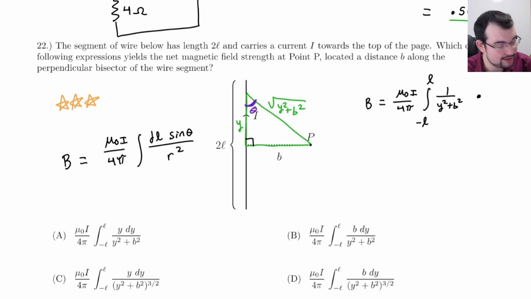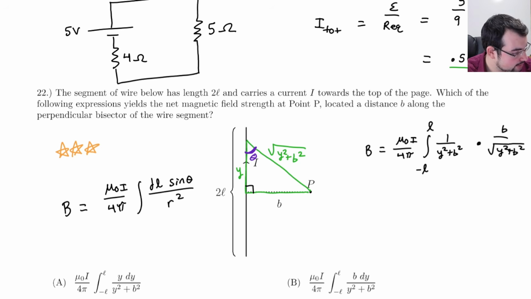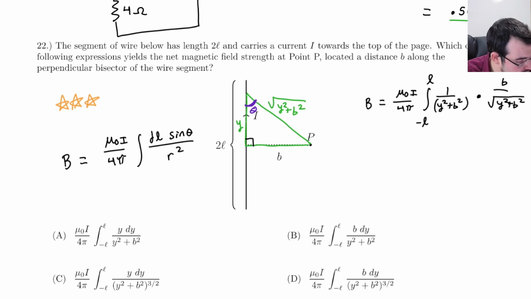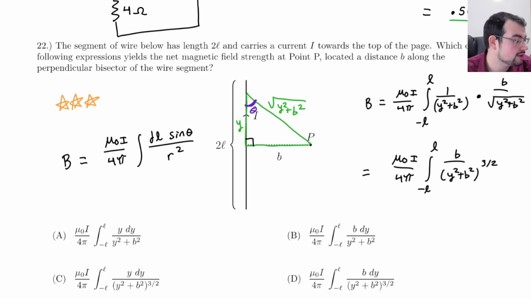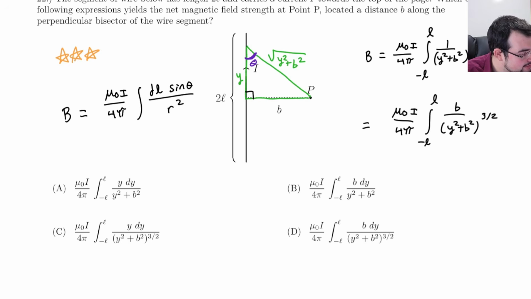And what is sine theta? Well, sine theta is the opposite side, b, divided by the hypotenuse, square root of y squared plus b squared. So what is that going to be? Well, notice we get a b on top, and we get quantity to the 1 times quantity to the 1/2. So we actually get answer choice D, because that makes a 3/2 power. Because this would be y squared plus b squared to the 2/2 times y squared plus b squared to the 1/2, which makes 3/2. And then, of course, dy.